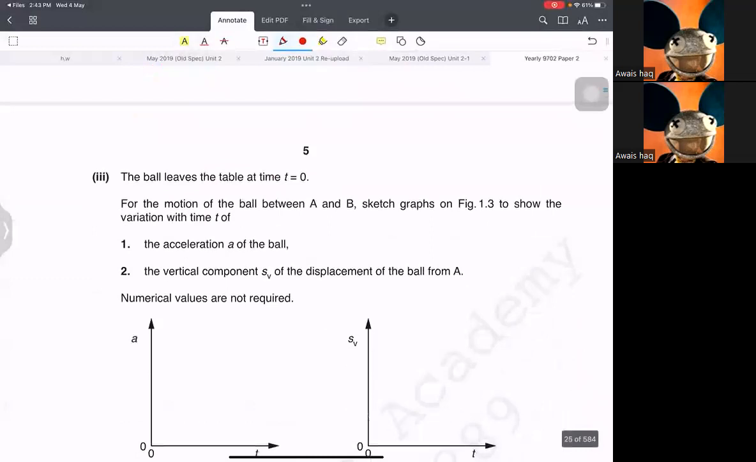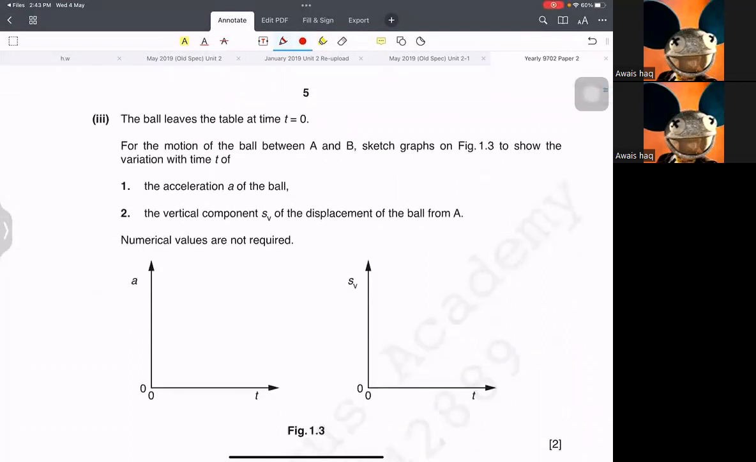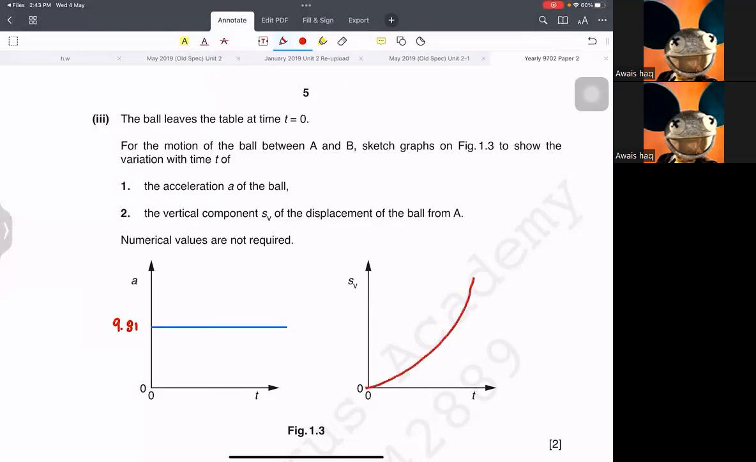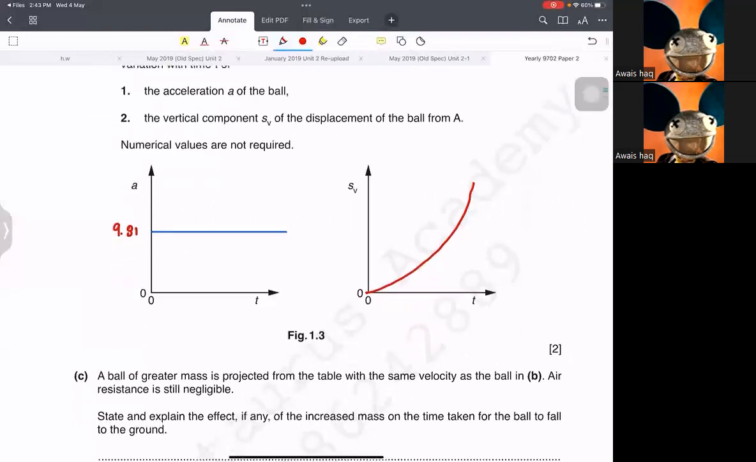Now, then it says the ball leaves the table at time zero. For the motion of the ball between A and B, sketch the graph to show the variation with time t of acceleration of the ball and vertical displacement. Because acceleration is just constant, we have to draw it like this. And if you like, you can also write 9.81 here. It's not required, but you can. As far as displacement is concerned, because it is an increasing velocity graph, your graph should look like this. Increasing velocity, because there is acceleration, right? So velocity has to increase, so you should basically have that gradient.